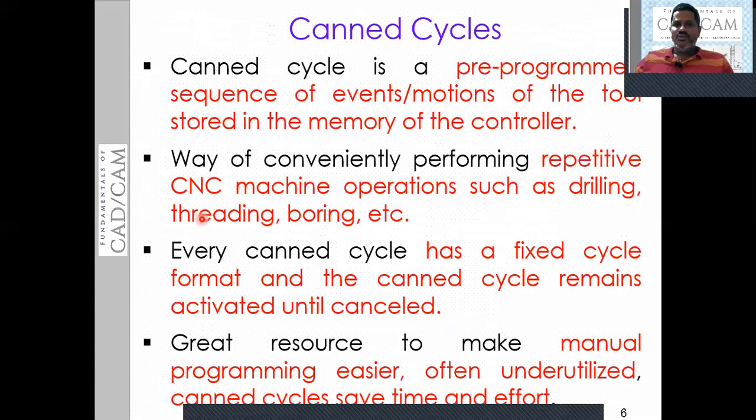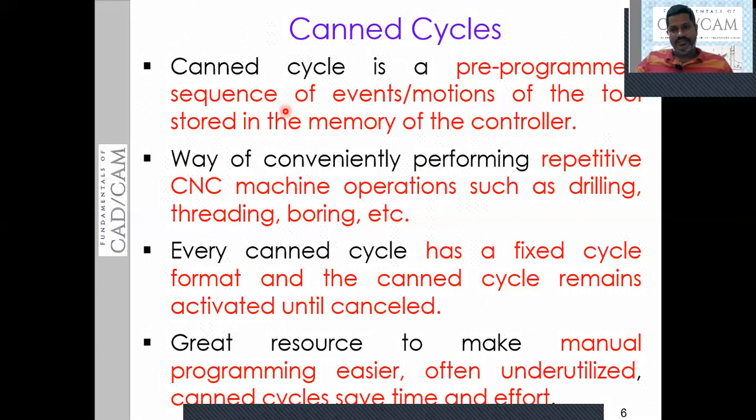Then let me move further to discuss what a canned cycle is. Basically, as I defined in the last slides, a canned cycle is a pre-programmed sequence of events, which already has some code. You can use that code repetitively for the motions of the tool. Suppose you want to move a tool repetitively.